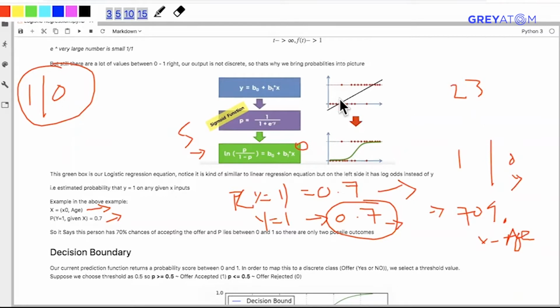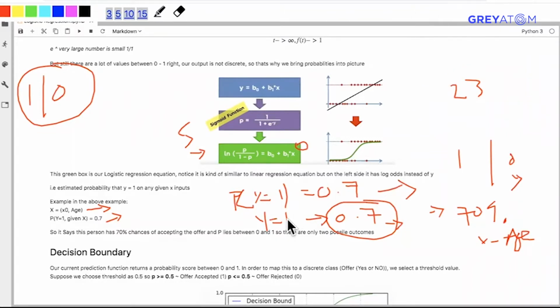Any doubts in this part, guys? Anything? Okay, please repeat the last section. Can you tell me, Mukul, where should I start?